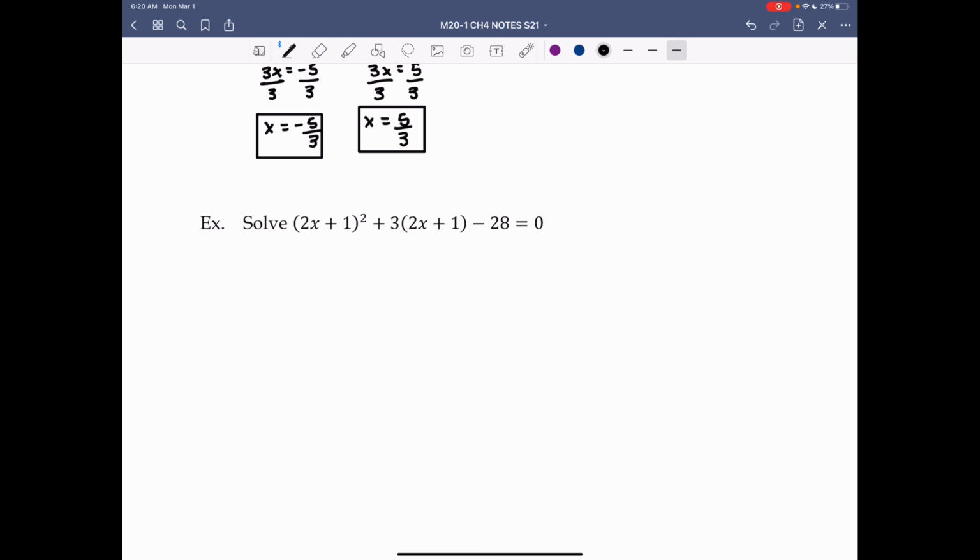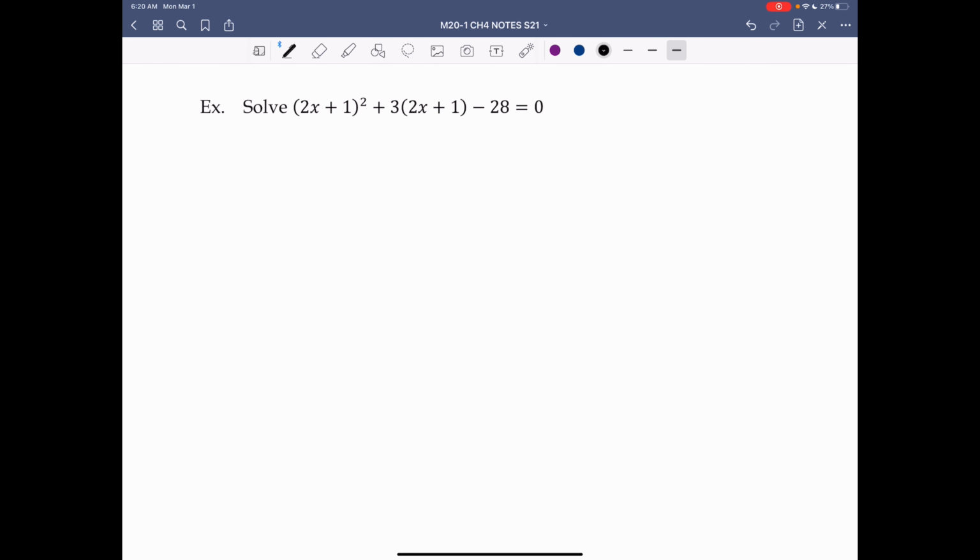Example, solve (2x plus 1) all squared plus 3 times (2x plus 1) minus 28 equals 0. So this looks fairly complex, but notice that we have the same binomial here as we do here. So if we replaced that with some other variable, let's say that we called it t. Let's let t equal 2x plus 1.